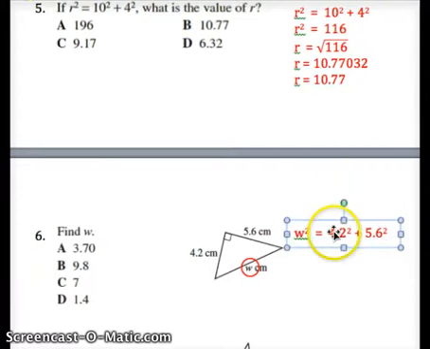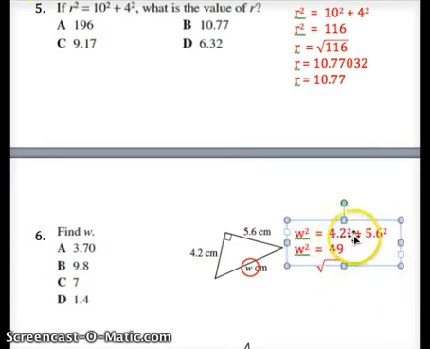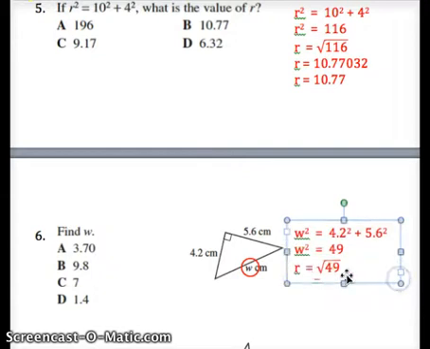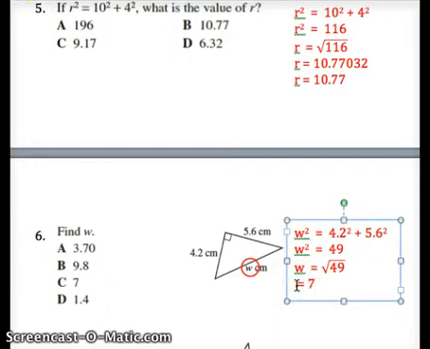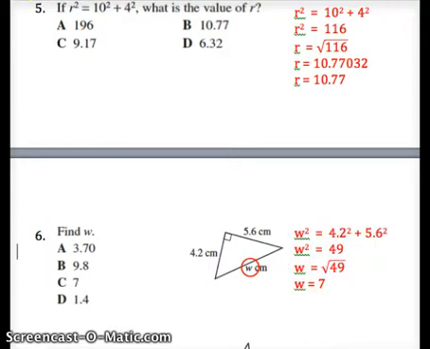Now the next thing we want to do, we've got 4.2 squared plus 5.6 squared, so we can just work that out on our calculator. If you do that, you'll get 49. So that's what w squared is. Now we want to get w on its own. To do that, you need to do the opposite of squared, which is square root. So therefore, w is the square root of 49. And if you press that on your calculator, you will get that w equals 7.